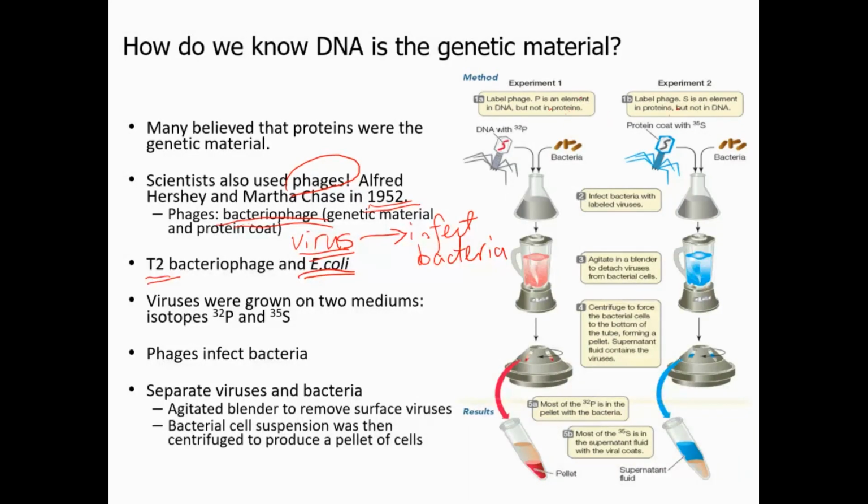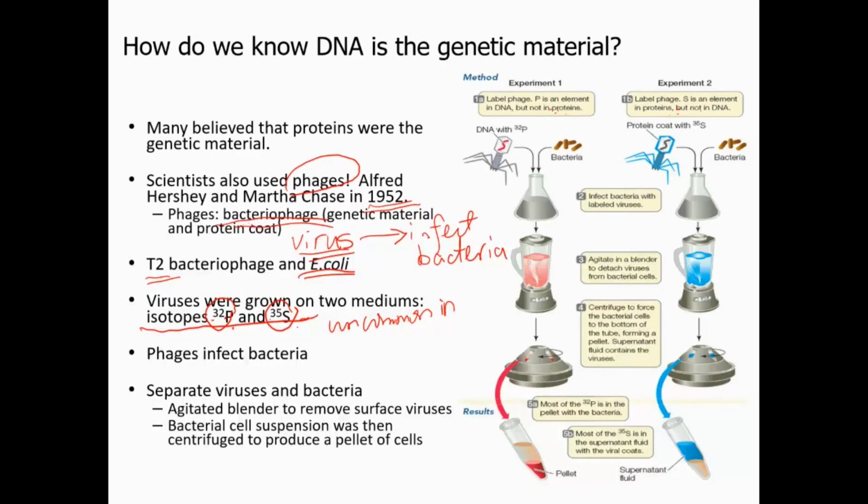And in these two experiments, they labeled the phage using isotopes. They used phosphorus-32 and sulfur-35. If you don't know what isotopes are, just do a quick Google search and get familiar with it. These two isotopes are not common in nature. They have a different number of neutrons than the more common form of phosphorus and sulfur atoms, so they have a very, very small percentage. You don't usually see these isotopes.